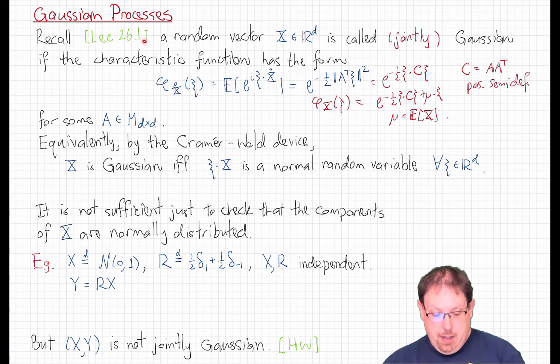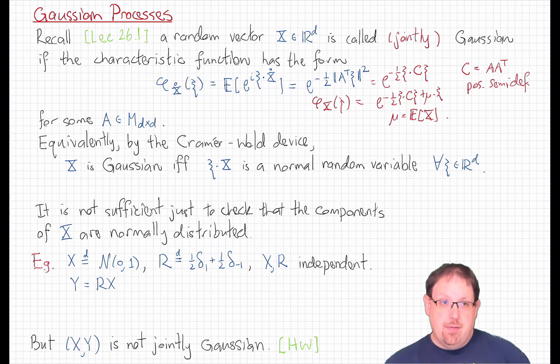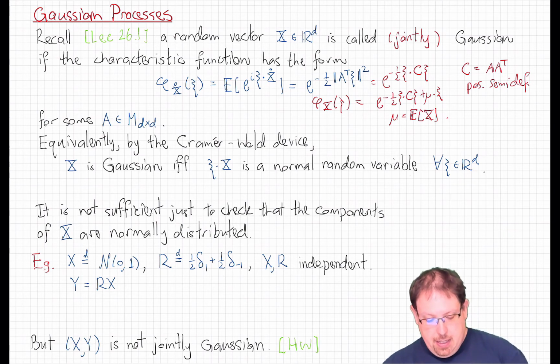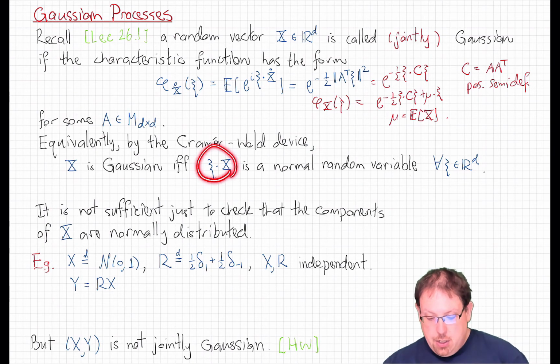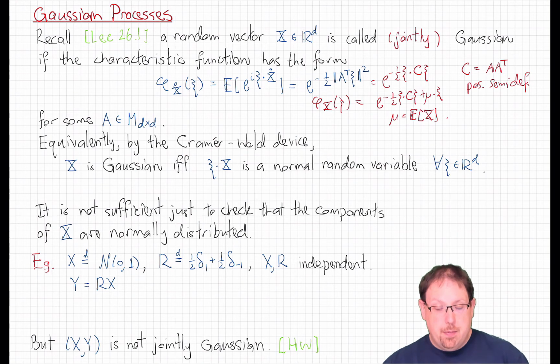Now again, if you refer to that lecture, we introduced the Cramér-Wold device, which allowed us to transform questions about weak convergence of random vectors to weak convergence of arbitrary linear combinations of their entries. Putting that together with the central limit theorem, it's easy to see that an alternative characterization of what it means to be jointly Gaussian is that if you take any linear combination of the entries of the random vector, you get a normal random variable. That is, for any fixed vector ξ in R^d, ξ dotted with X is a normal random variable.